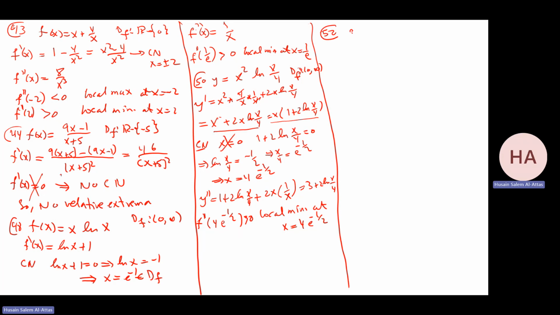F of g of x. 1 over root 2 pi. This is just a number. A minus x minus 3 squared over 2. Not easy, not a difficult one, but writing it makes it very complicated.